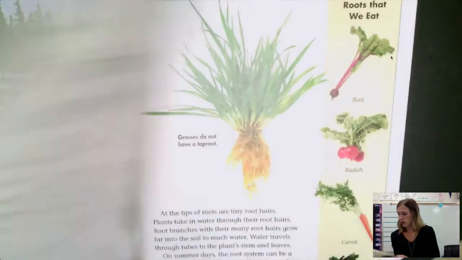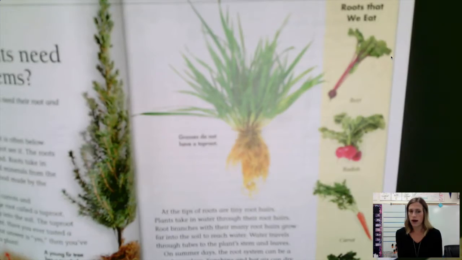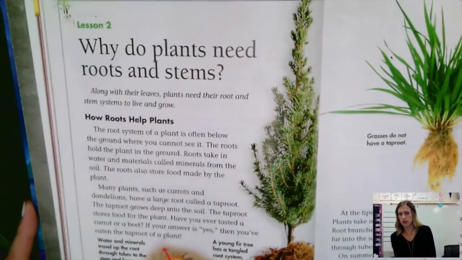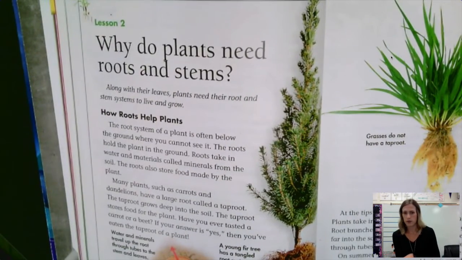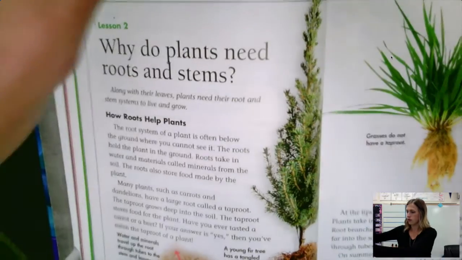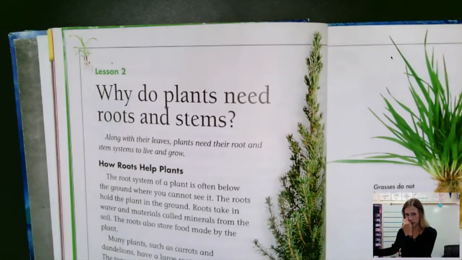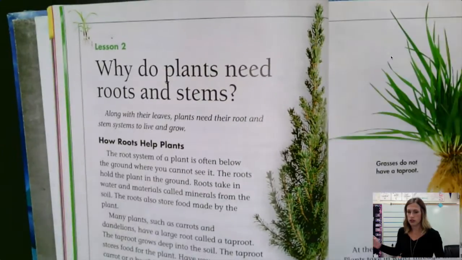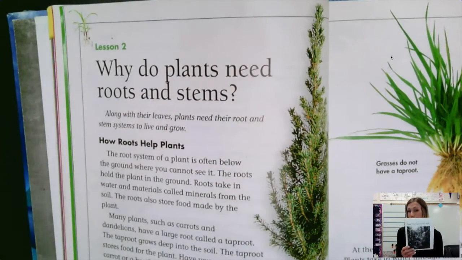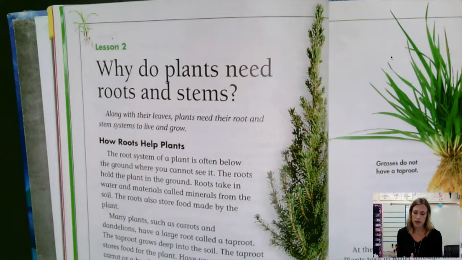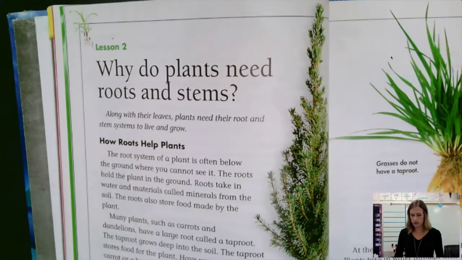This week, we're going to look more specifically at why plants need roots and stems. So you're going to be on page 10 of your book, page 10 of your science book in lesson 2. As always, you'll need your notes. Remember, you should have just kept those in your book so that you don't lose them. It's an awesome way to get a good grade in science by keeping track of those notes and filling out everything with us. Last week, we filled out the first two sections.